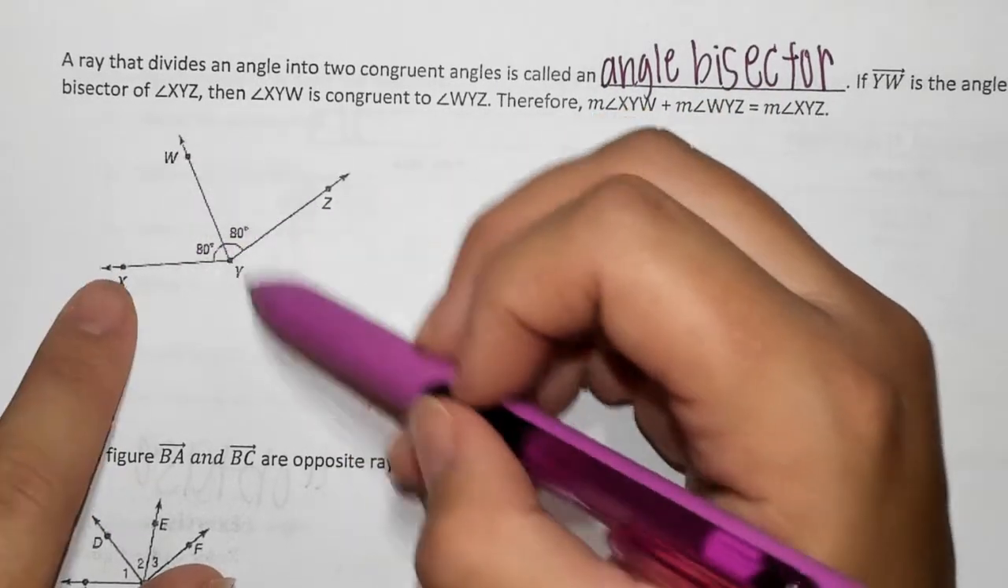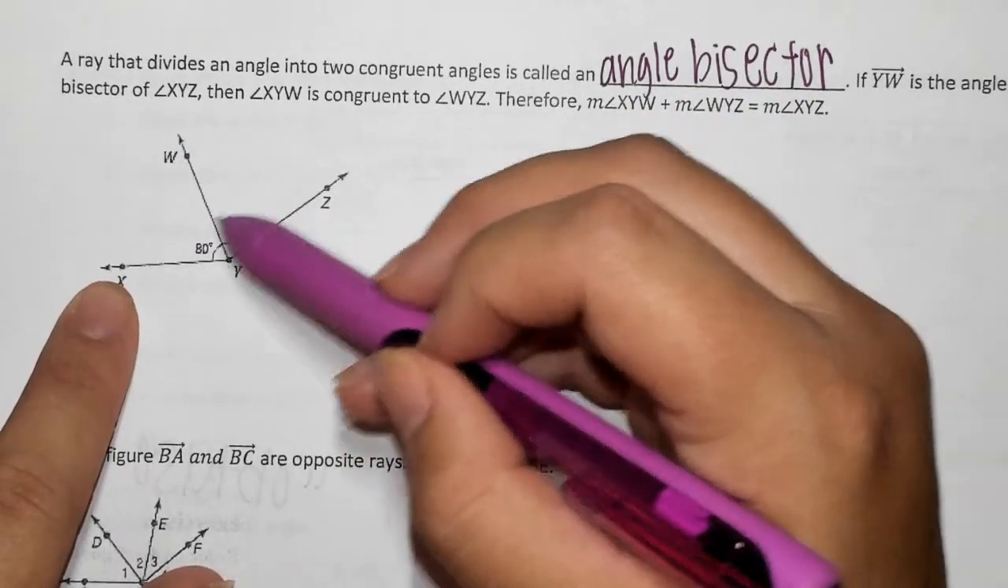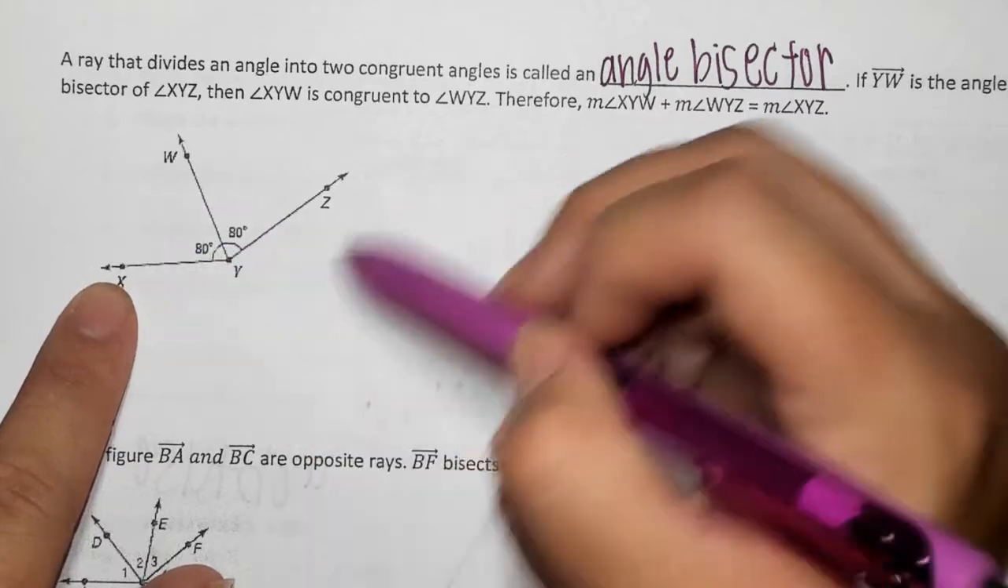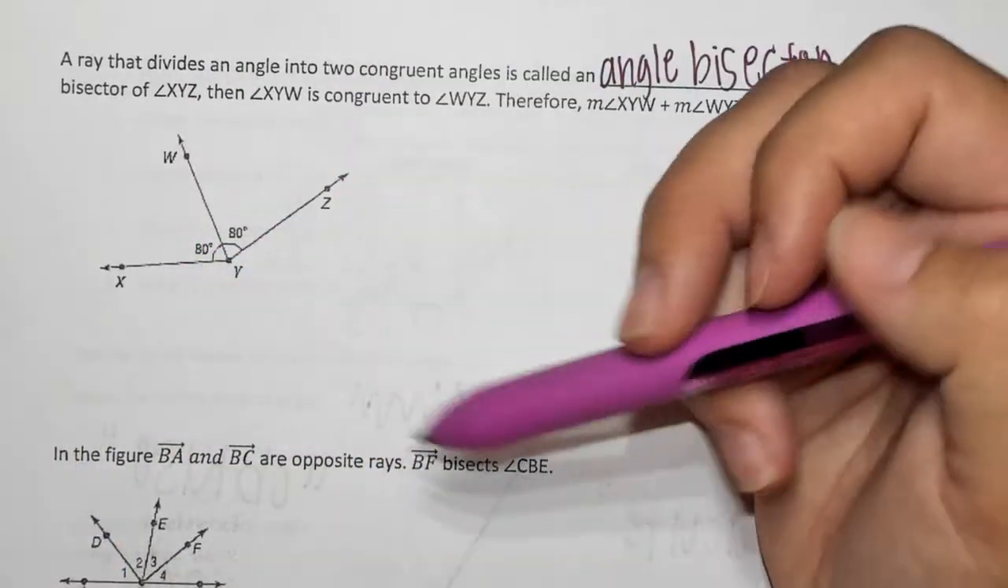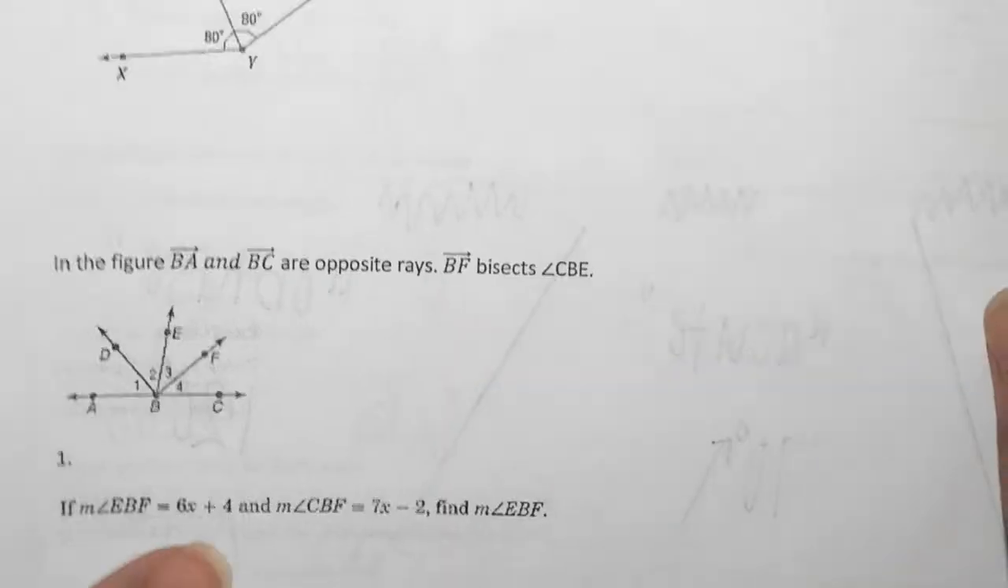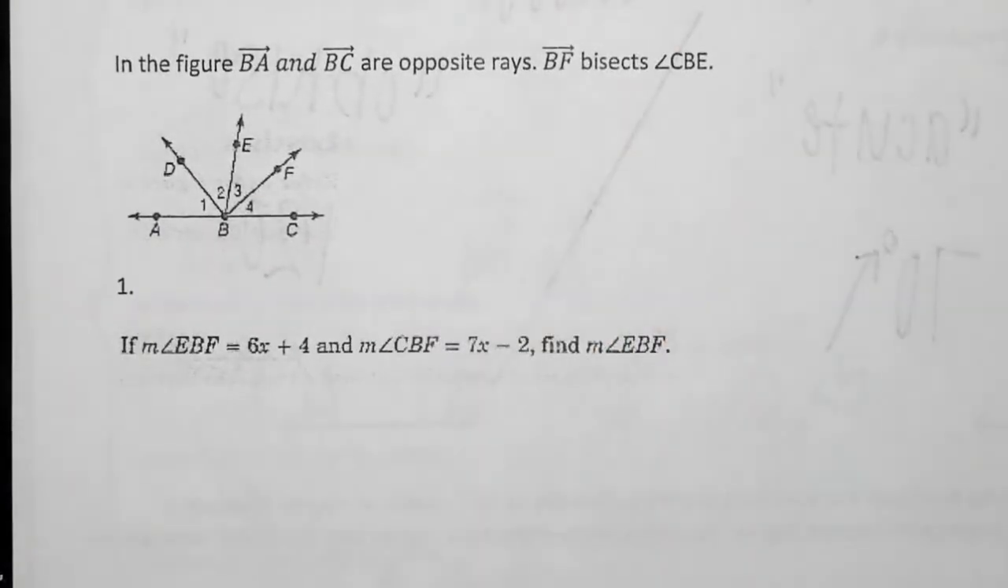So Y to W is our bisector, which means this is 80 and this is 80, and together they make how much? 160? Good. Okay, so let's look at this figure right here. Last 3 problems. We can do this.